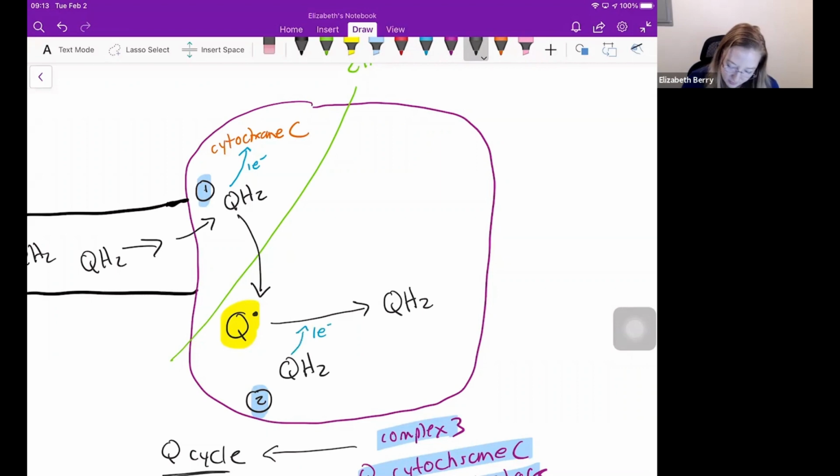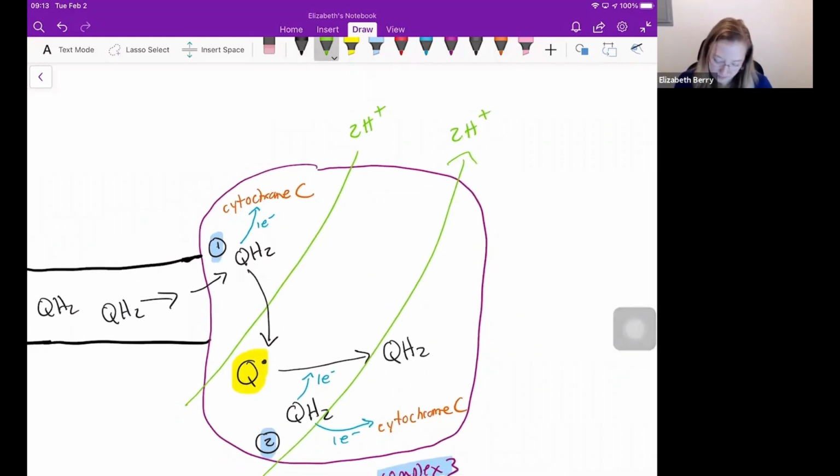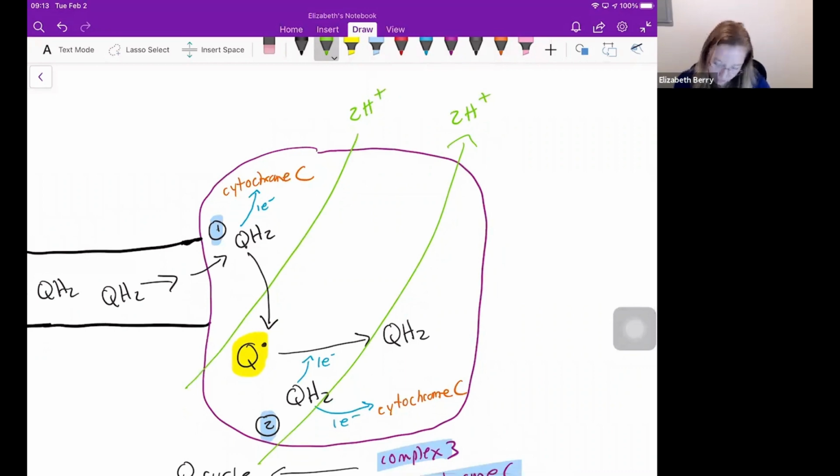But the problem is, again, we're going to get another cytochrome C. And this coenzyme Q is also going to donate an electron to the cytochrome C. Because of that donation, we can again pump another 2 protons. So again, this complex pumps a total of 4 protons, okay? Just like complex 1. So complex 1 and complex 3 both pump 4 protons.